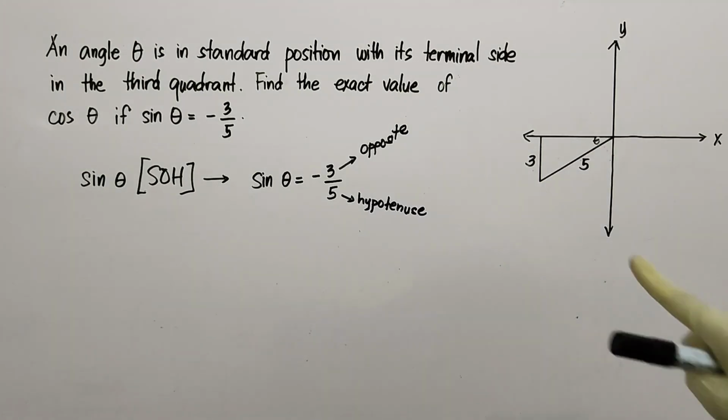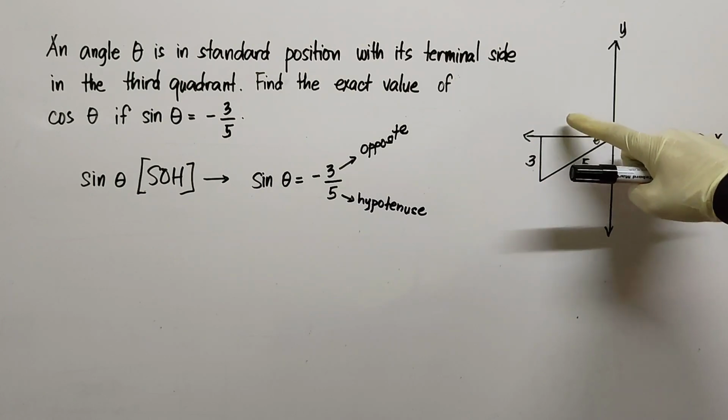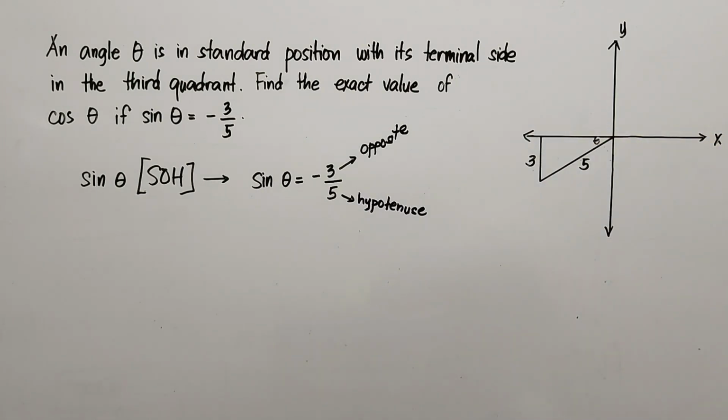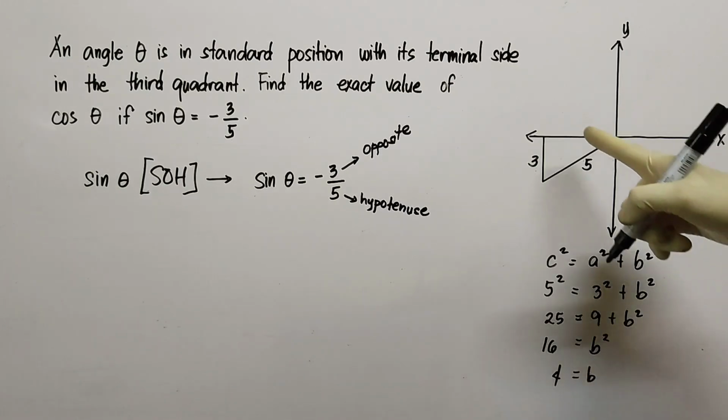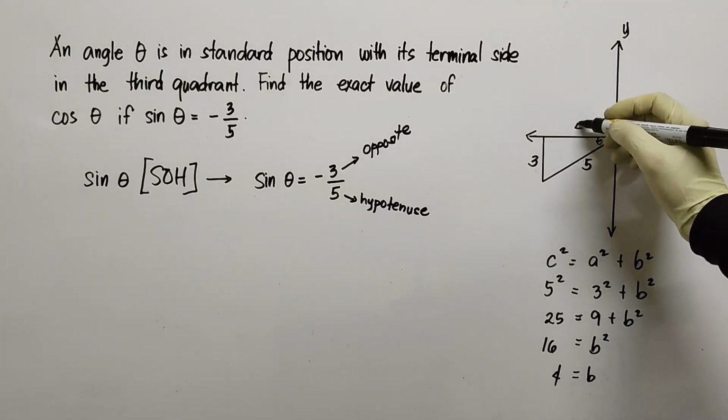We need to look for the value of the other leg of the triangle. We will use the Pythagorean theorem in getting that value. C squared equals A squared plus B squared, substituting those values. So the value of our B is 4. Therefore, this side is 4.